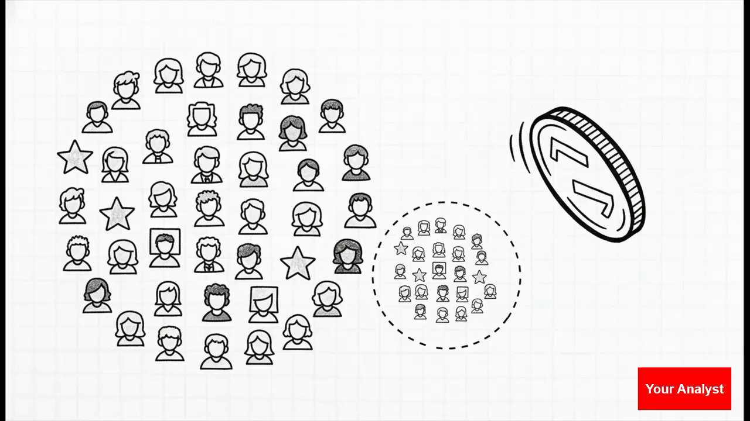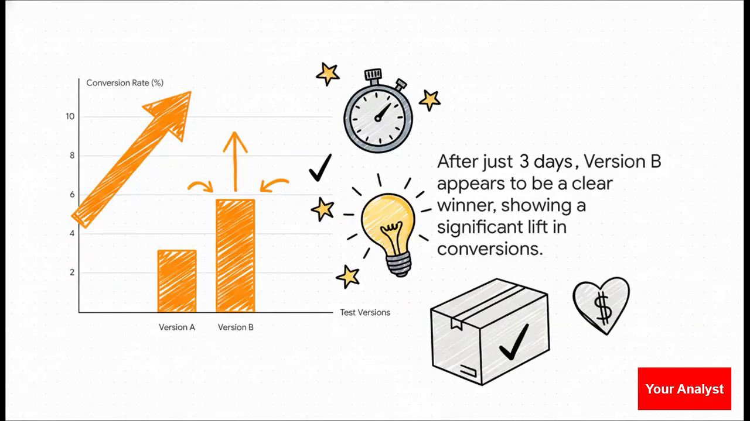You know, it's kind of like flipping a coin only 10 times. You might get 7 heads, but that doesn't mean the coin is rigged. You just need a much bigger sample size to see the real pattern. Now, what's so interesting here is this is a classic early result.